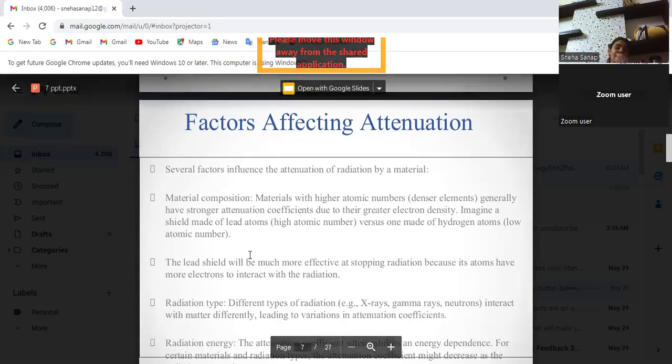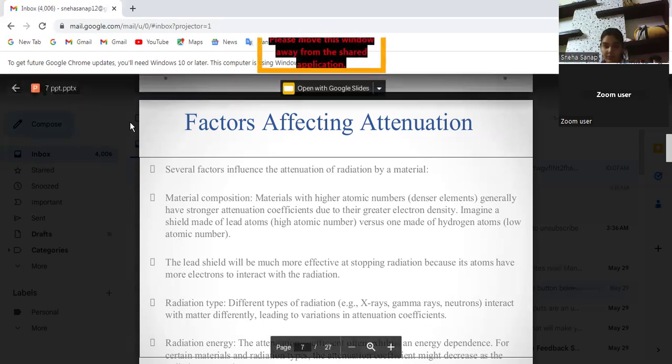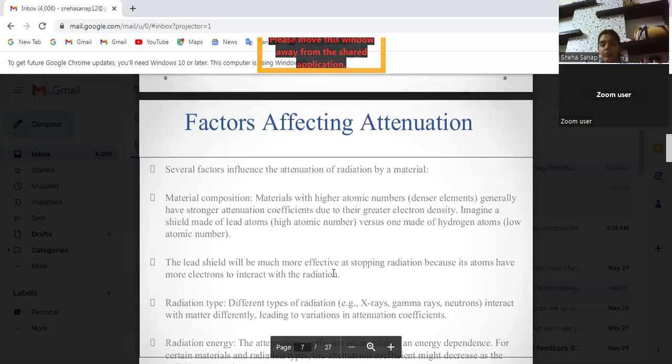When we take different soil samples, or materials like salt and sugar, which have low atomic numbers, we can consider the attenuation of that material and get the exact attenuation coefficient of those water soluble organic and inorganic compounds. The lead shield is much more effective at stopping radiation because its atoms have more electrons to interact with the radiation.